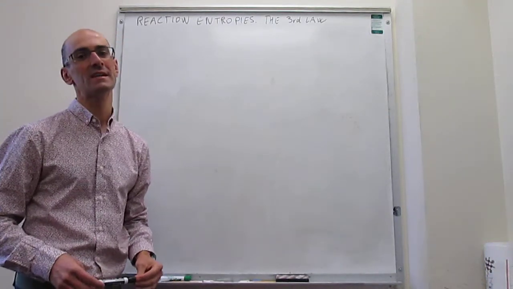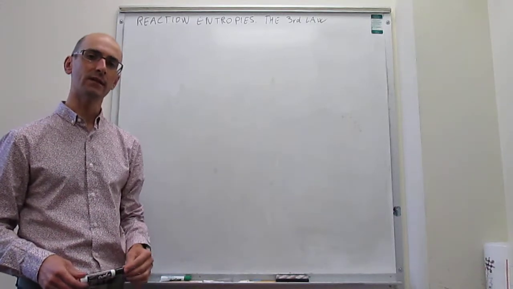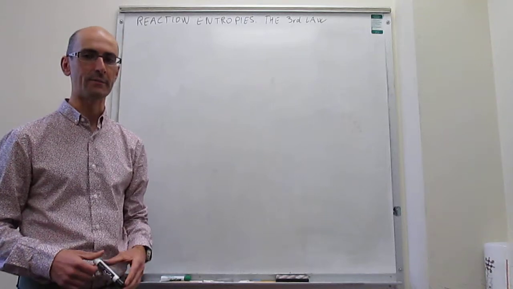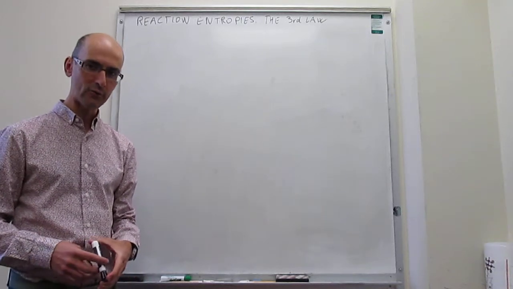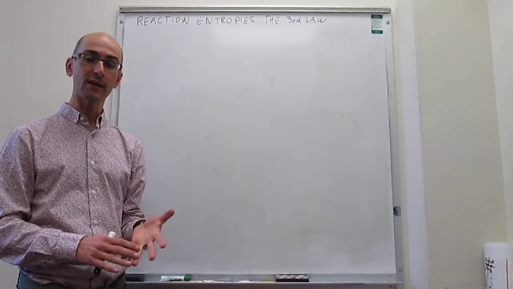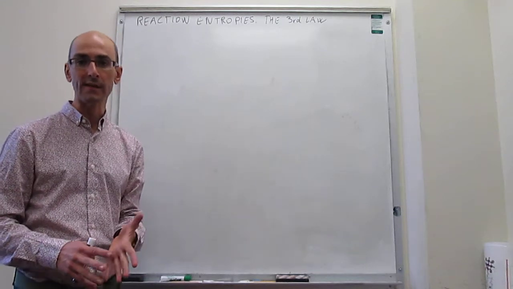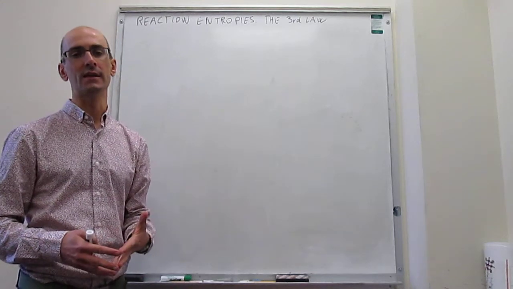In this video, we discuss how to calculate the change in entropy in a chemical reaction in the context of the third law of thermodynamics. Alright, so far we have learned how to calculate changes in entropies for gas expansions, heating and cooling processes, and phase transitions. But of course, in chemistry and in the molecular sciences, we're interested in chemical reactions.